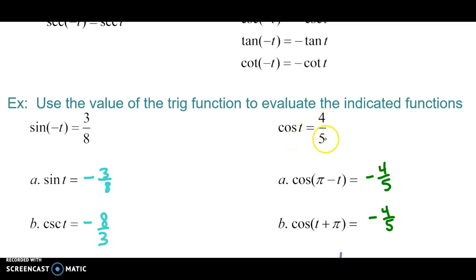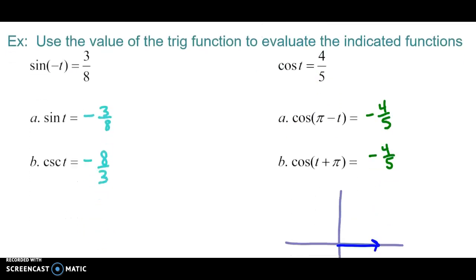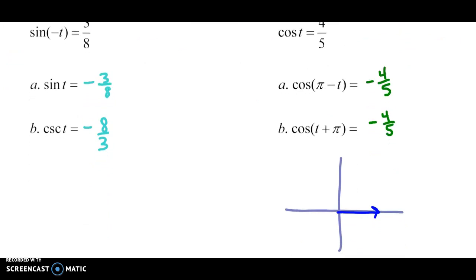This one I could imagine that we might have had some trouble with. So cosine of t is 4/5. So let's think about this visually. All right, so let's say cosine of t is 4/5, something positive. Let's just choose that it's in this first quadrant here. Okay, so this is t, an arrow. So if I was doing cosine of pi minus t, let's think about pi from this angle, right? So this would represent pi.